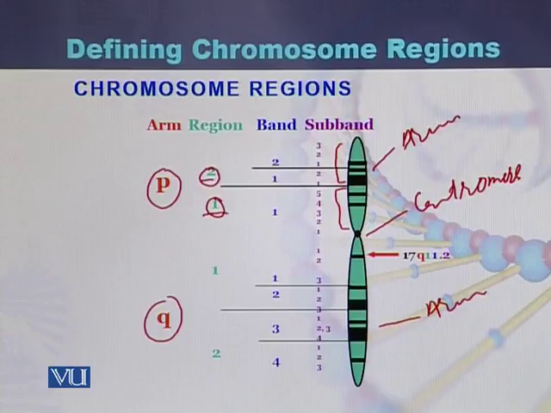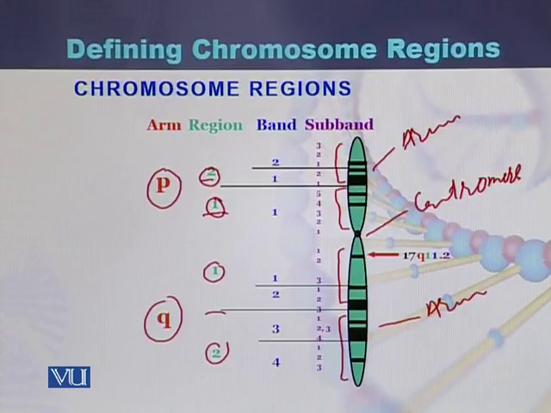Same is on the lower side. In case of the Q arm, we can see that region 1 and region 2 represent this part of the Q arm and this part of the Q arm. So on the P arm, there are two regions, 1 and 2. Same is on the Q arm, region 1 and region 2.